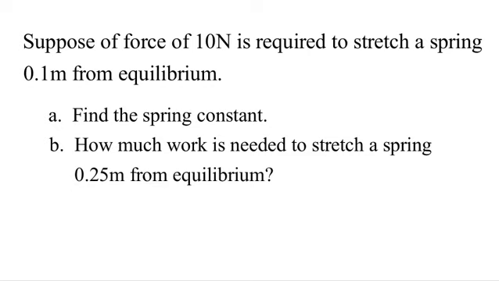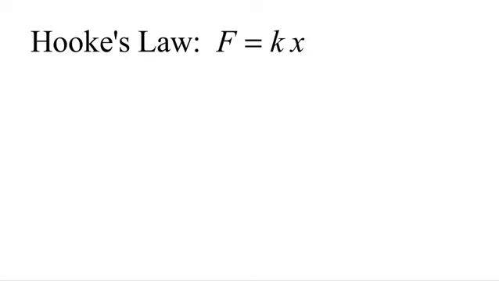Obviously, different springs will behave differently. A slinky is going to have a different spring constant than springs on a car. So we need to find that spring constant, and then we use that to determine the work necessary to stretch a spring, in this case, 0.25 meters from equilibrium. But our first goal is going to be to find the spring constant, and we're going to use Hooke's law to find the spring constant.